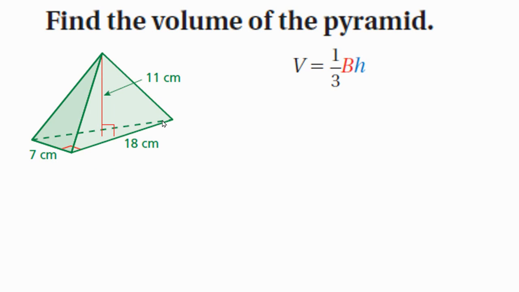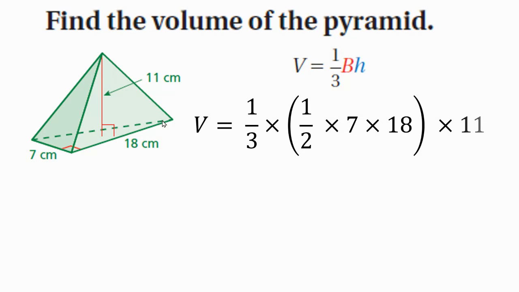Now this one is a triangular pyramid. Be careful, since the base is a triangle, you also have to times it by 1/2 or divide it by 2. So we have 1/3 times 1/2 times 7 times 18, that's for the triangle, and the height is 11. You end up with 231 centimeters cubed. So again, if it's a triangular pyramid, don't forget that 1/2.